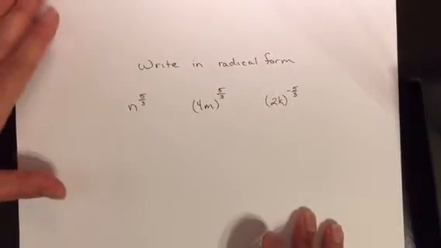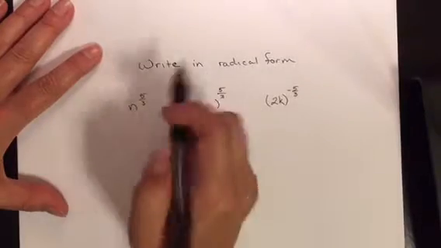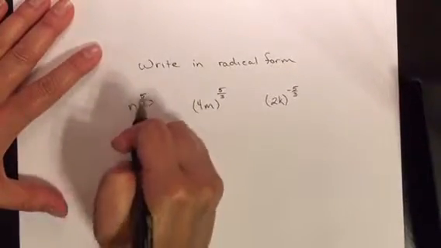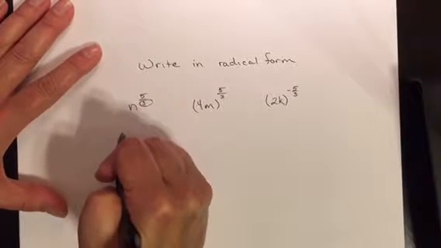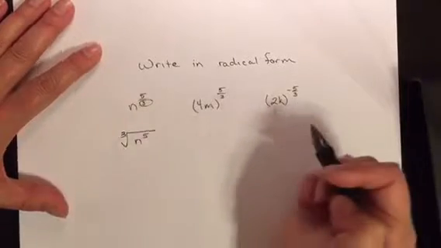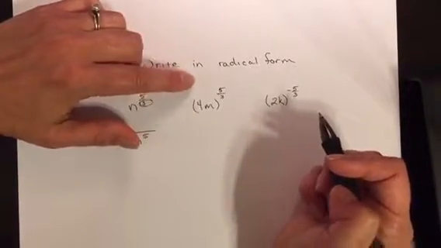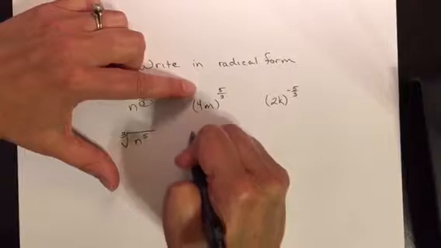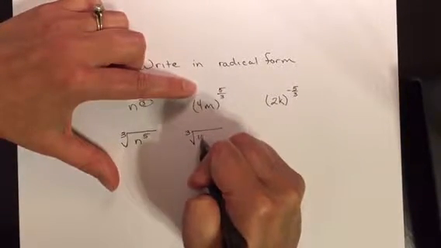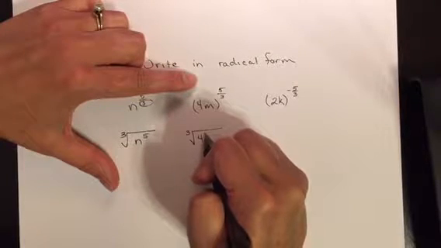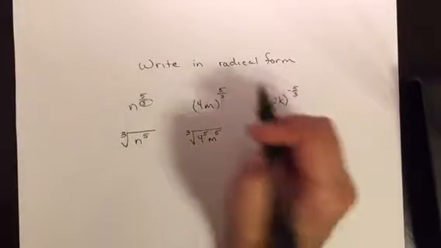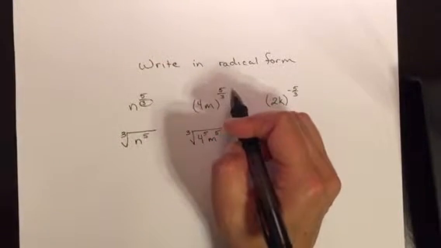Now we're going to write these exponents in radical form, remembering that the denominator is what we write outside the radical. So since the denominator is 3, it's going to be the cubed root of n to the 5th. And then here, I have a denominator of 3. So now this is going to be the cubed root of 4 to the 5th, m to the 5th, since all of this is in parentheses.